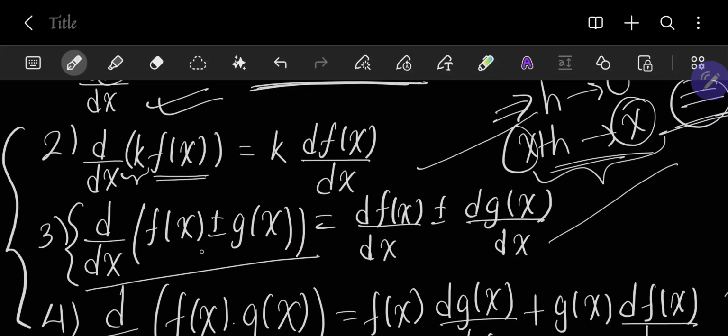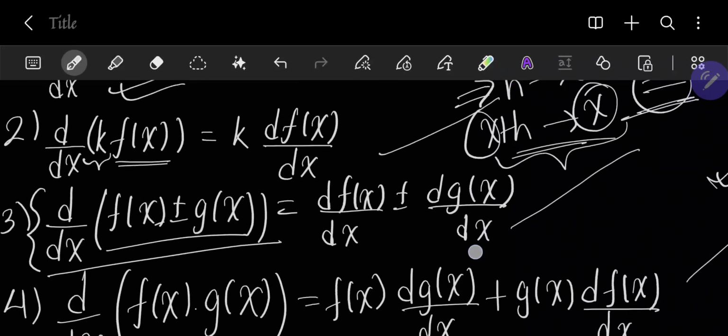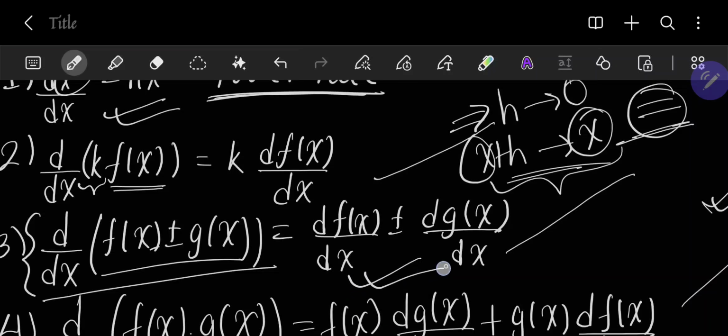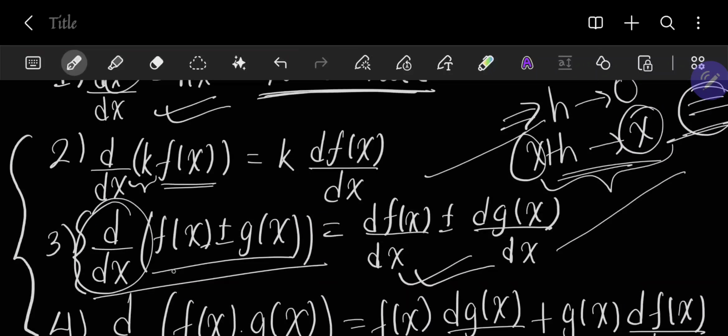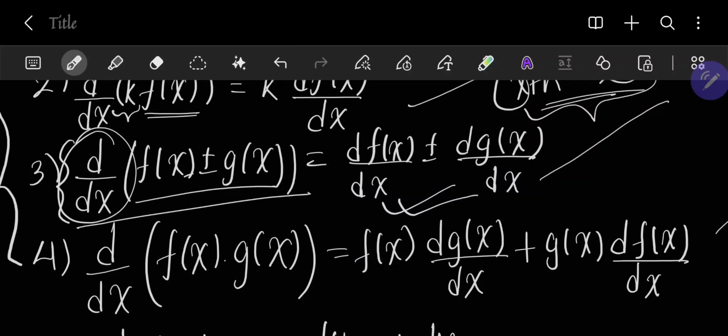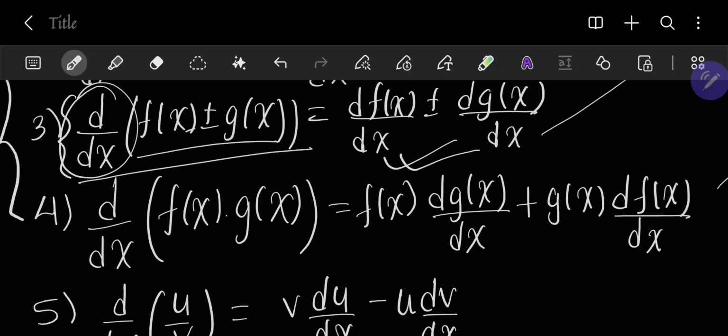So if we have f(x) + g(x) over here, we are going to have d f(x)/dx plus d g(x)/dx. This itself is also a pretty straightforward rule. You could say that this derivative operator is commutative for addition and subtraction. You could essentially interpret it that way. However, the same is not true for multiplication.